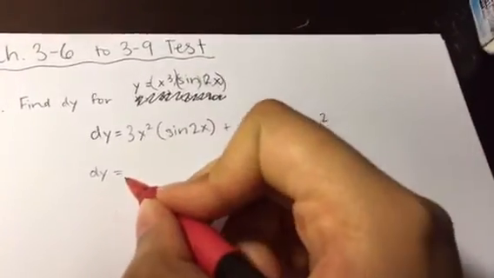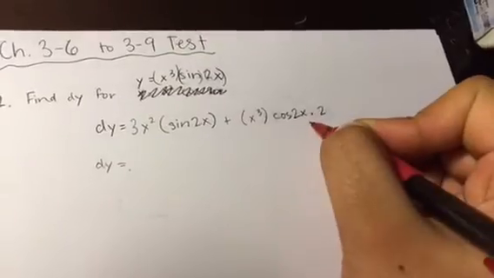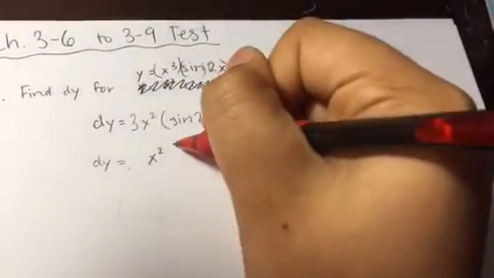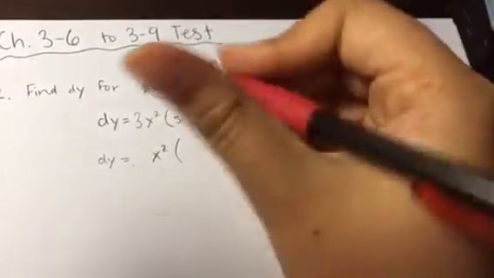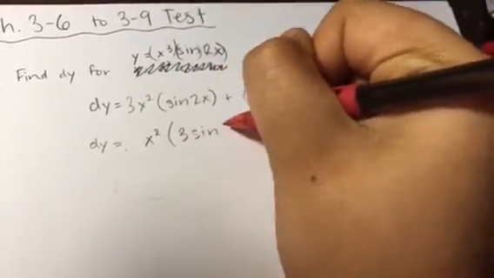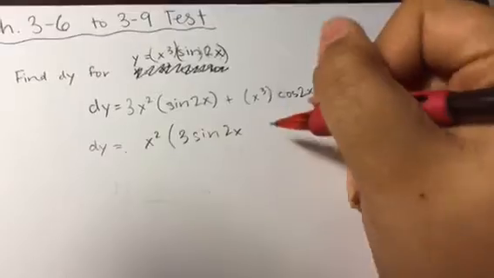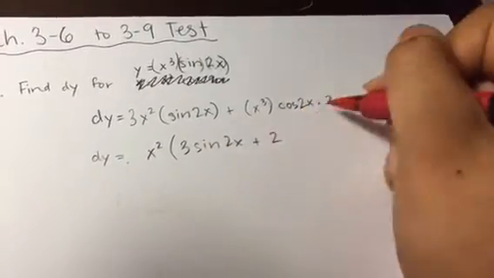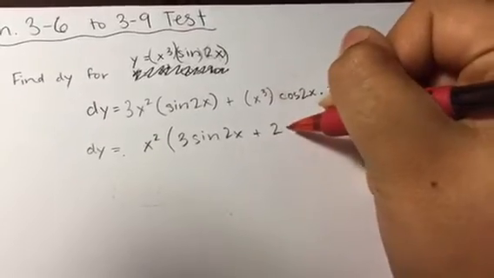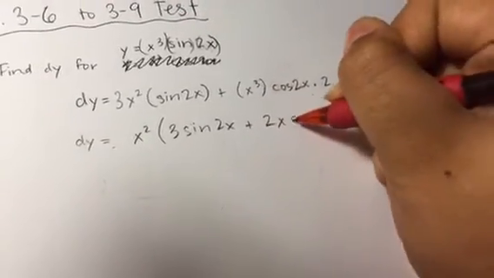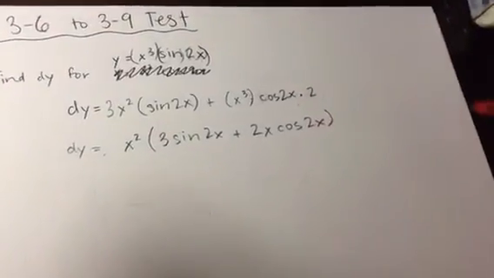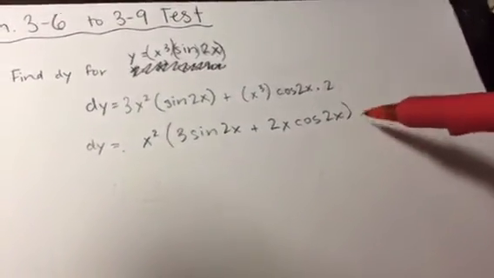And then when you break it down from here, you can take out an x squared. On the inside, you'd still have 3 sine 2x, plus from here you'd have 2, because you bring this 2 up here, 2x times cos 2x. And then you can't really go anywhere from here, so this is your final answer.